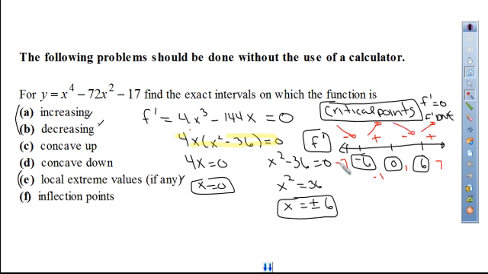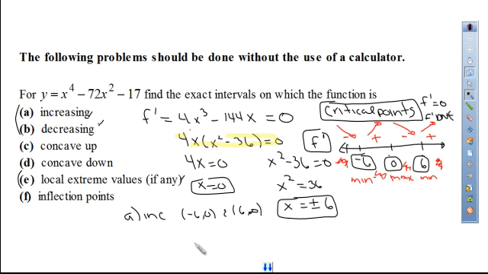So remember, once you're done checking the point, cross them off, because that's not part of your solution. So negative 6 is going to be a local min, 0 is a local max, and 6 is a local min. So the way I would write this is part A, it says where is it increasing? I am increasing from negative 6 to 0, and from 6 to infinity.